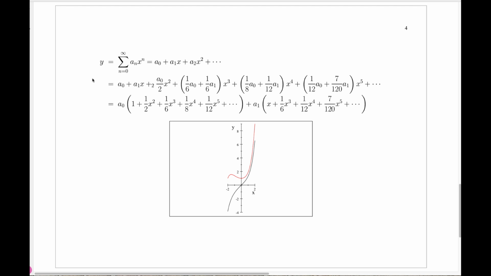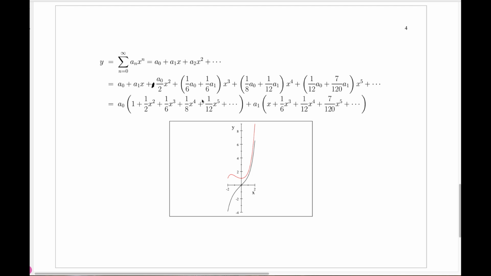When we do that, we find that our solution function y, which is just a naught plus a1x plus a2x squared, etc., is using the coefficients we found on the previous page, a naught plus a1x plus a naught over 2 x squared, that's our a2, plus 1/6 a naught plus 1/6 a1 x cubed, plus an 8th a naught plus a 12th a1 times x to the 4th, and keeps going here. The a sub 5 was 1/12 a naught plus 7 1/20ths a1. That's the coefficient of x5.